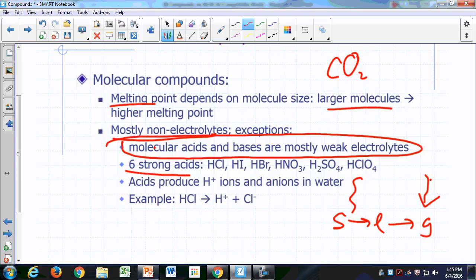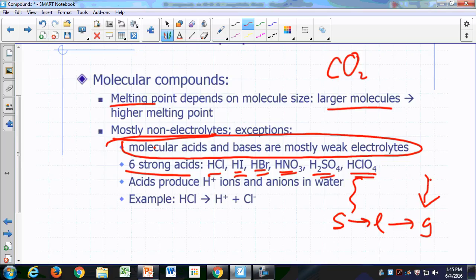which we call the 6 strong acids: HCl, HI, HBr, HNO3, H2SO4, and HClO4. That's hydrochloric, hydriodic, hydrobromic, nitric, sulfuric, and perchloric acid. These are the 6 strong acids that you just have to memorize. These are the molecular compounds that are strong electrolytes. If you dissolve them in water, you're going to get a strong electrolyte, a solution that conducts electricity very well.